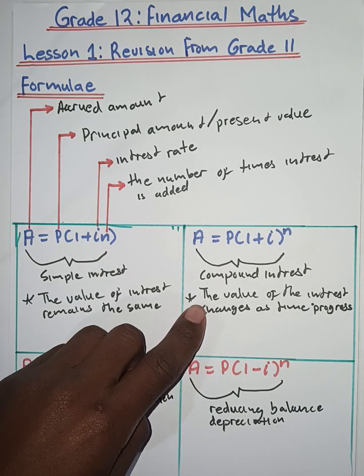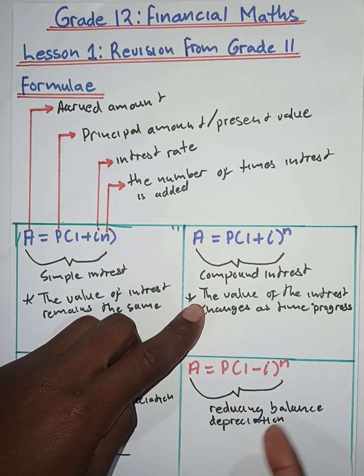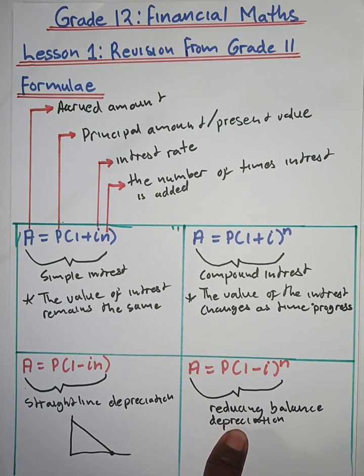So in this case, we know that on the compound formula, it increased, right? On the reducing balance depreciation, it decreases. So for the first year, let's suppose we stick to that 1000. At the end of the first year, your asset would depreciate by 25% of 1,000 rand. So in this case, it will drop to 750.